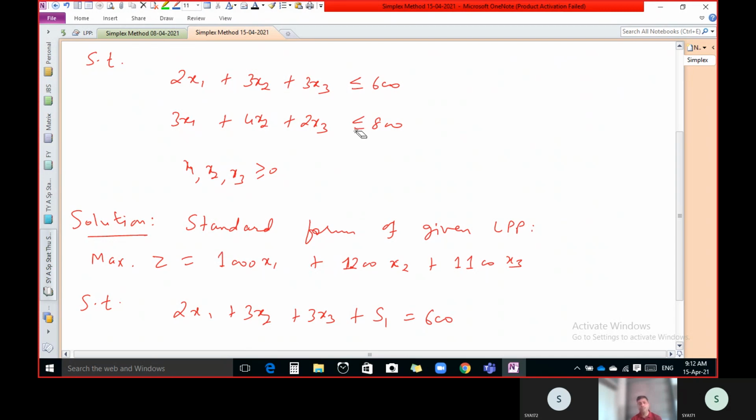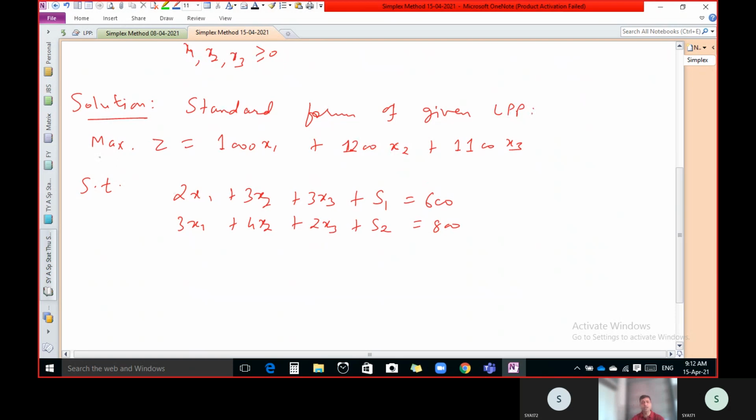Here also you have to convert this less than or equal to into equal to sign by adding slack variable. So what we get here: 3x1 plus 4x2 plus 2x3 plus one variable, another variable S1 is already there, so let us add S2. So these two, S1 and S2, are slack variables.